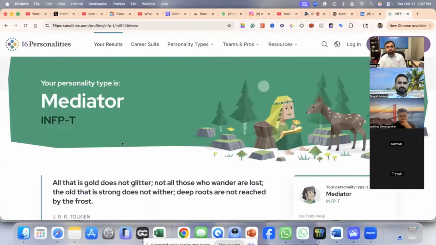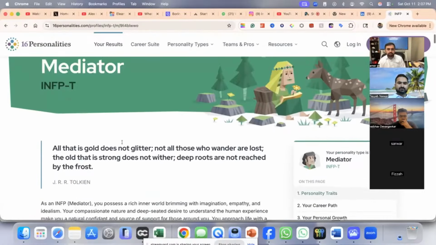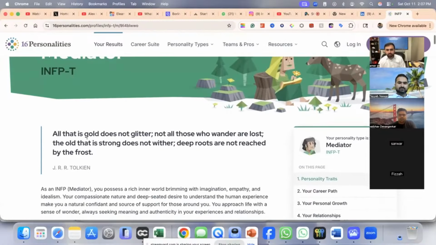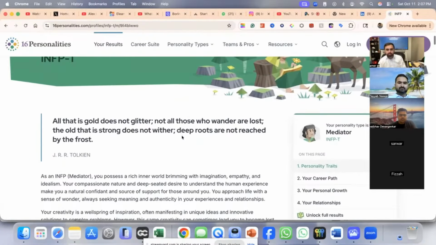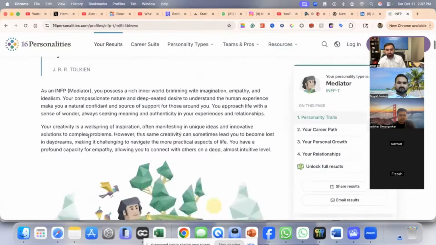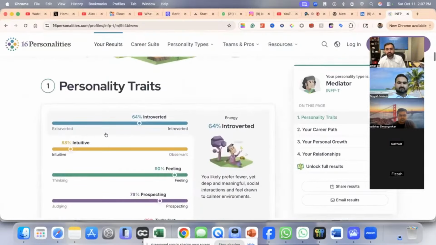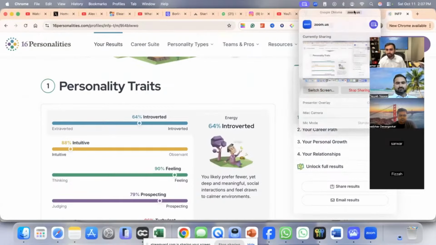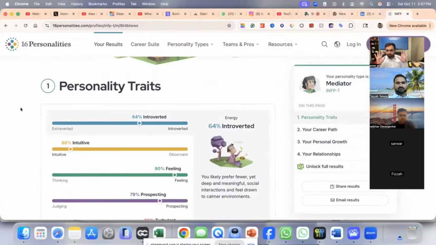For me, it mostly comes mediator. Not all those who wander are lost. So I'm a mediator, INFP. What does that mean? I'm an introvert, a very introvert person. On here it looks like I'm very extrovert, but I'm truly a very introvert person. I like to stay alone. I love to stay alone most of the time.